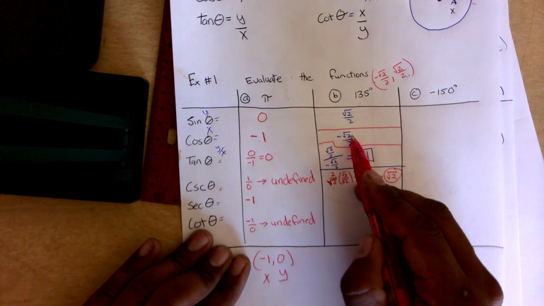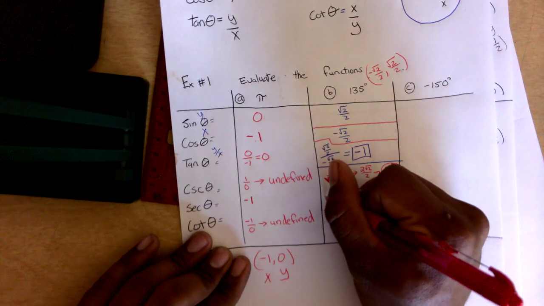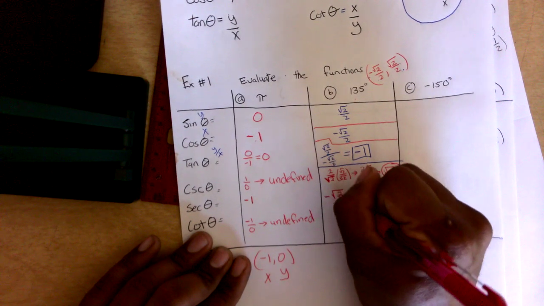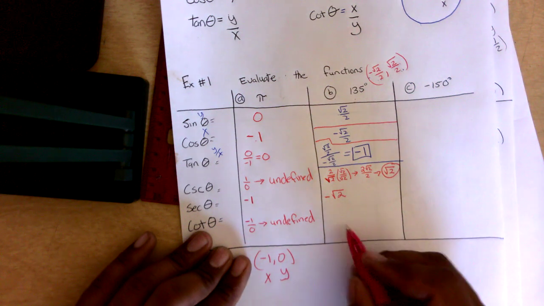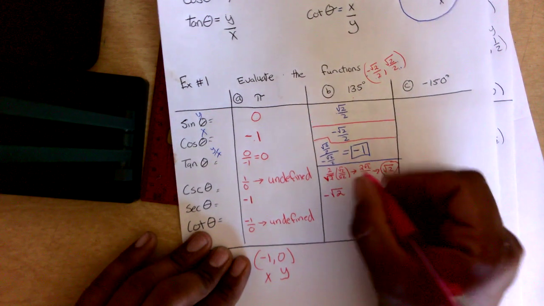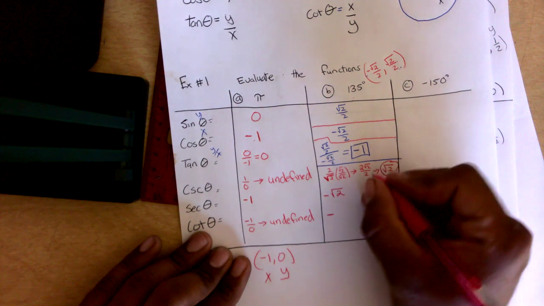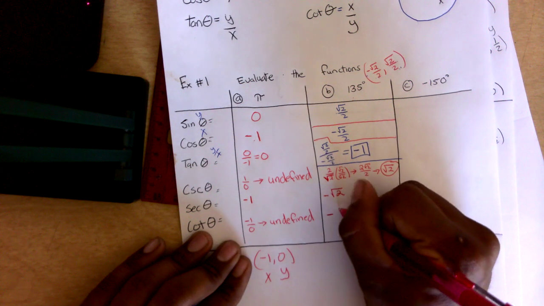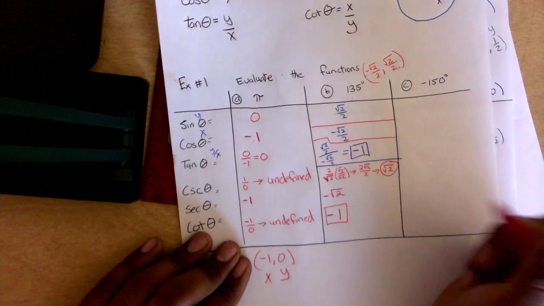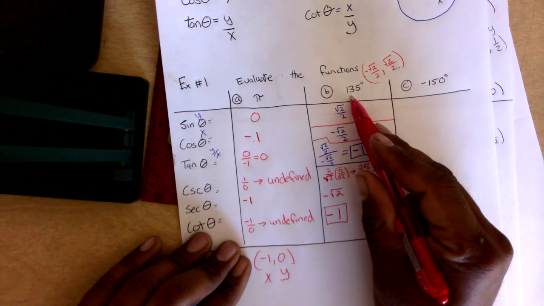Since secant's basically the same but negative, we're going to go ahead and say the secant of this one is negative root 2. And cotangent at negative 1 is going to be, well, it's going to be negative 1. There we go. So those are my functions at 135.